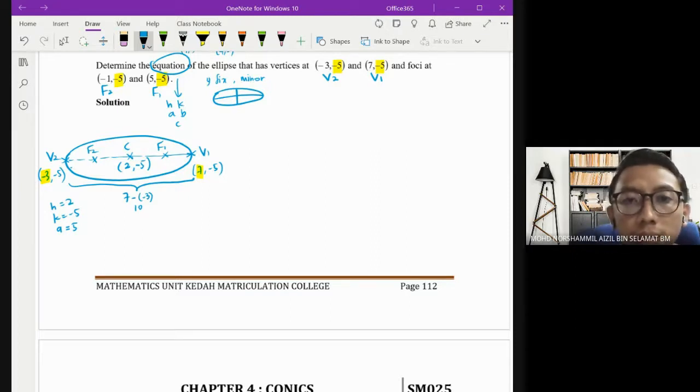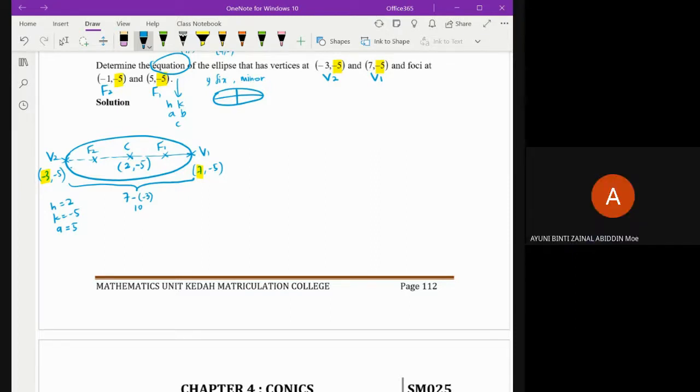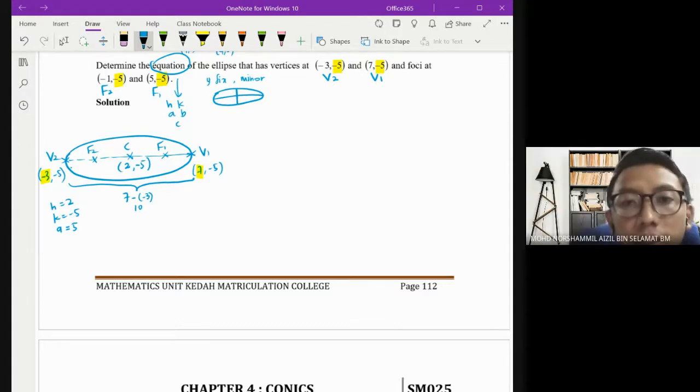Sir, nak cari C tu kalau guna formula midpoint boleh ke? Nak cari C boleh, tak jadi masalah. Guna formula midpoint. 7 tolak 3 bahagi 2 kan? 7 tambah. Saya pun tak ingat lah formula dia apa dah. Tambah bagi 2 kan? Formula midpoint. Boleh, tak ada masalah. Antara V1 dengan V2 boleh. Antara F1 dengan F2 pun boleh. Dapat tak? Okay sir, thank you.